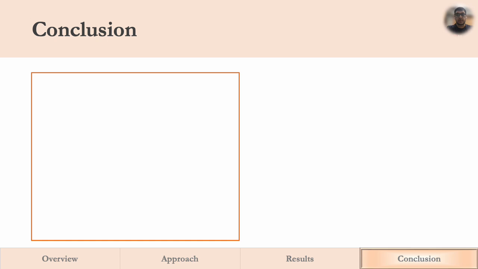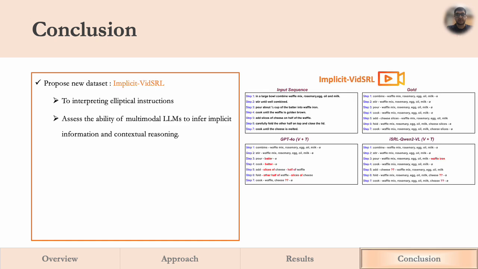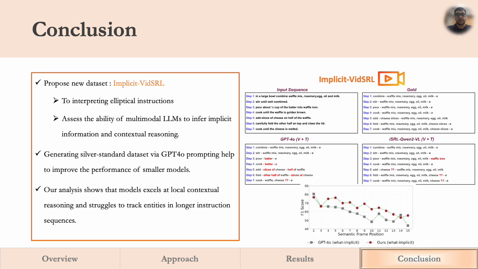In conclusion, our new dataset helps to develop models to interpret elliptical instructions and infer implicit information from multimodal context. We also show that smaller models fine-tuned with a silver standard dataset can achieve performance close to larger models such as GPT-4o. Lastly, our analysis shows that current models still have difficulty tracking implicit entities, hence our dataset is an initial step to develop improved models in the future.